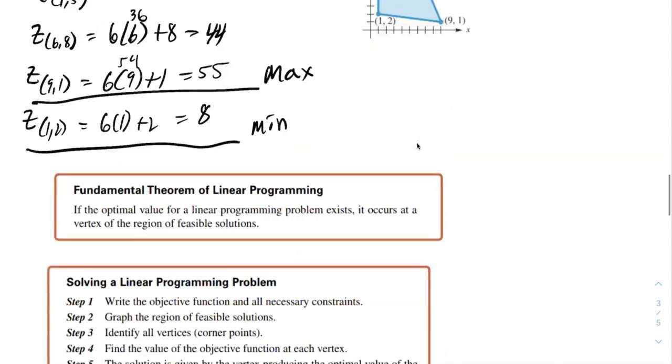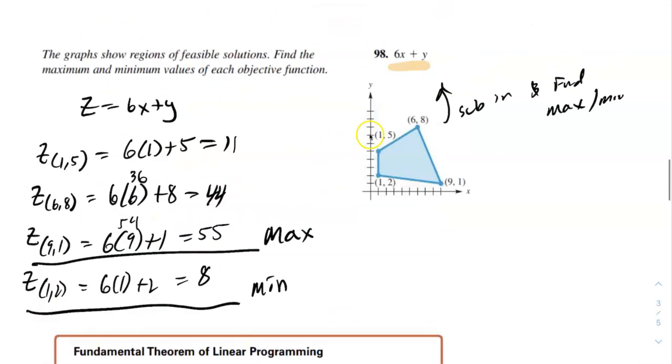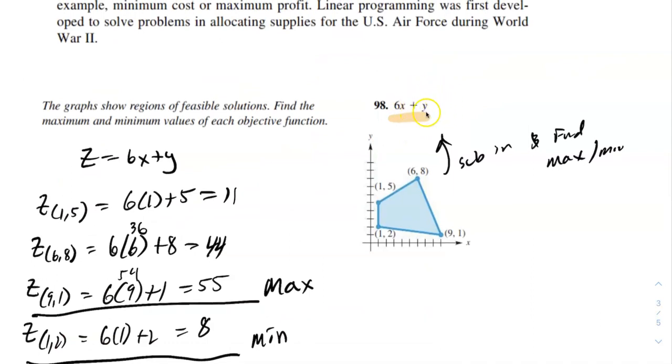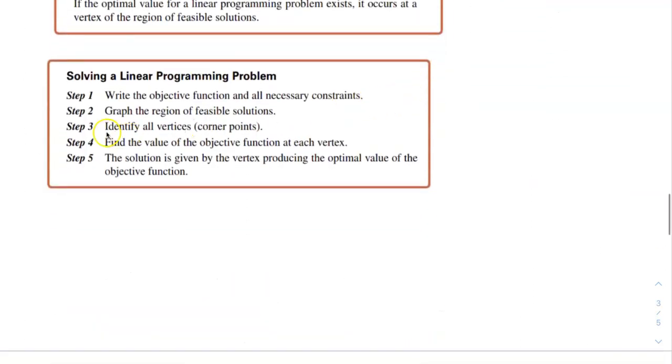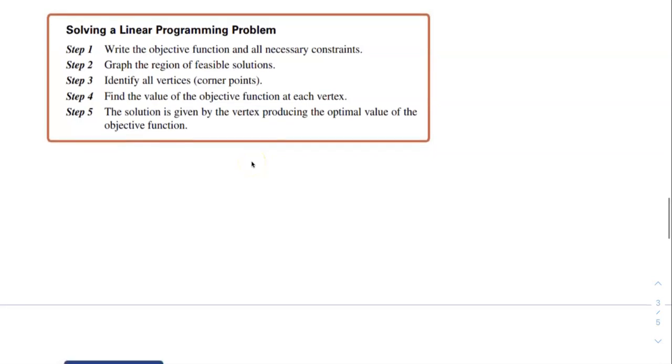So how do we find those max values? Well, the whole problem is this. We're going to write the objective function and all the necessary constraints. So we'll write down everything they tell us: what's our objective function, what are all the constraints? We'll graph the region with all feasible solutions. We'll identify all the vertex corner points. Then we'll type those values into our objective function to find the max, and then we'll state what our max is in vertex form. So let's do a couple examples.